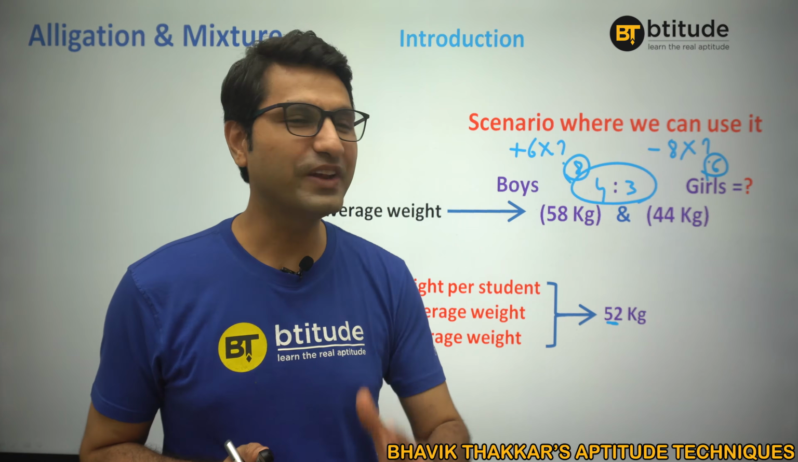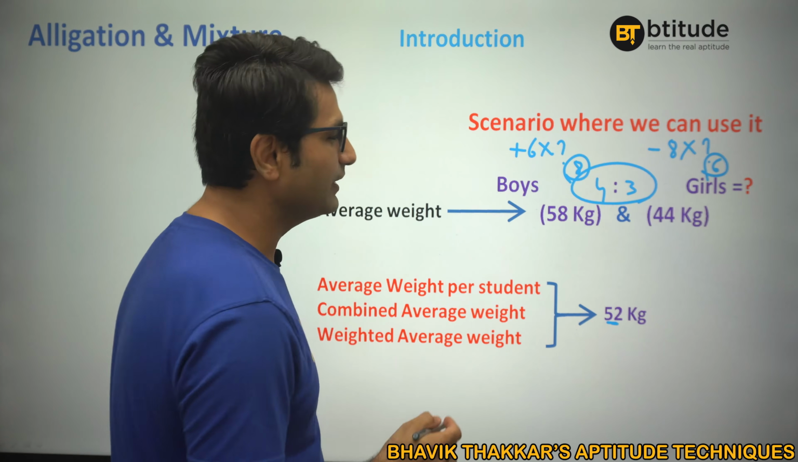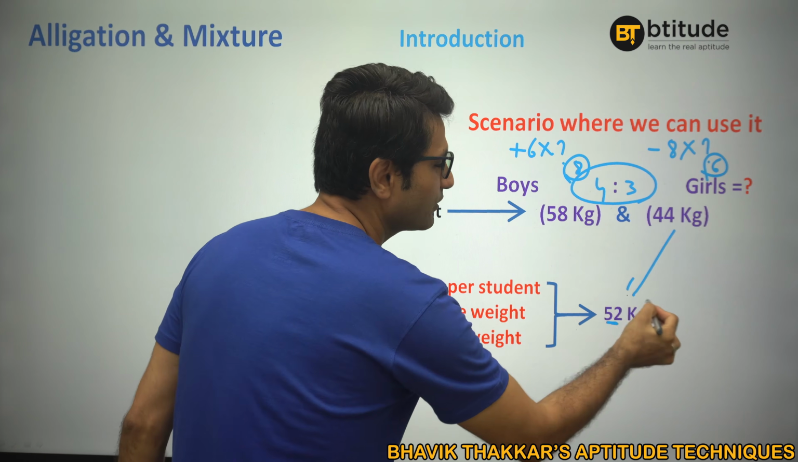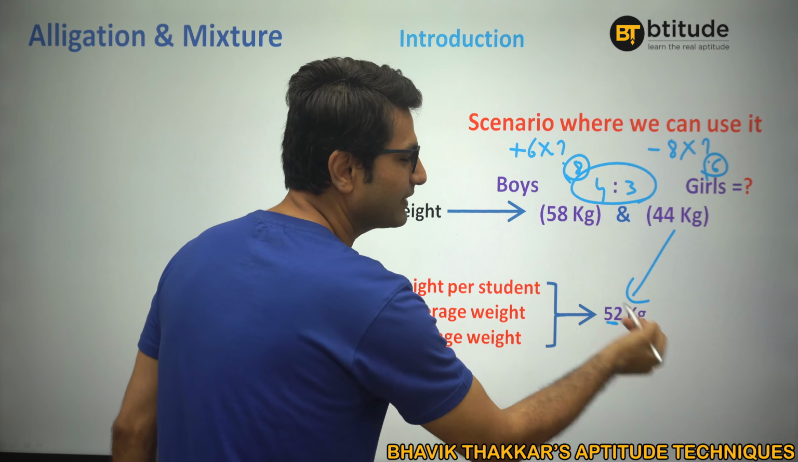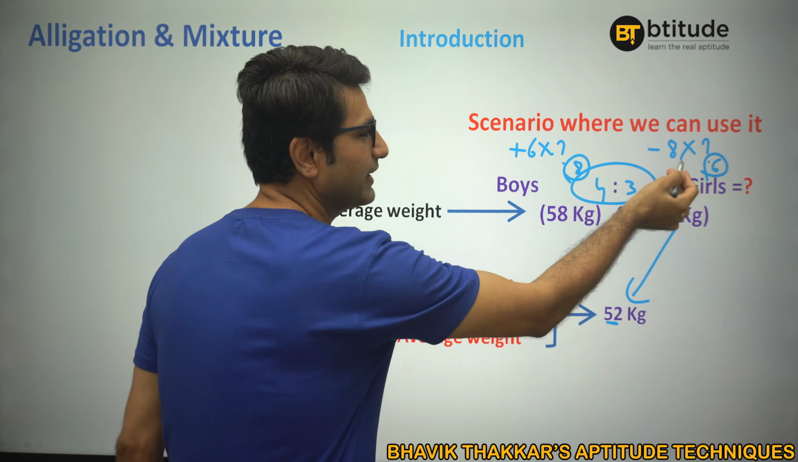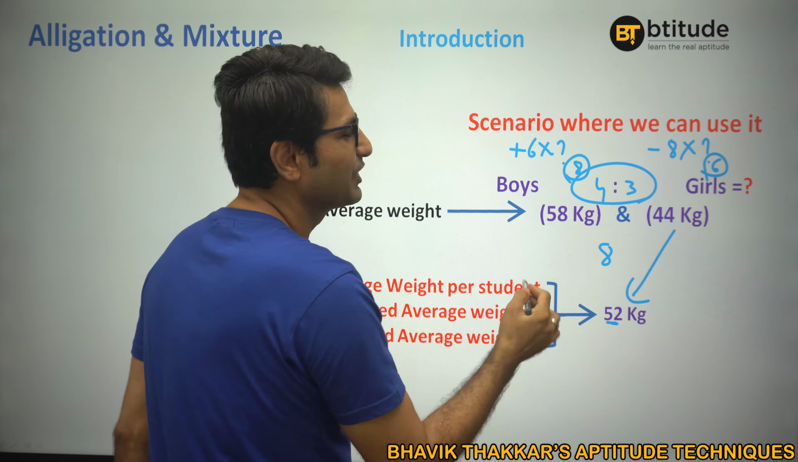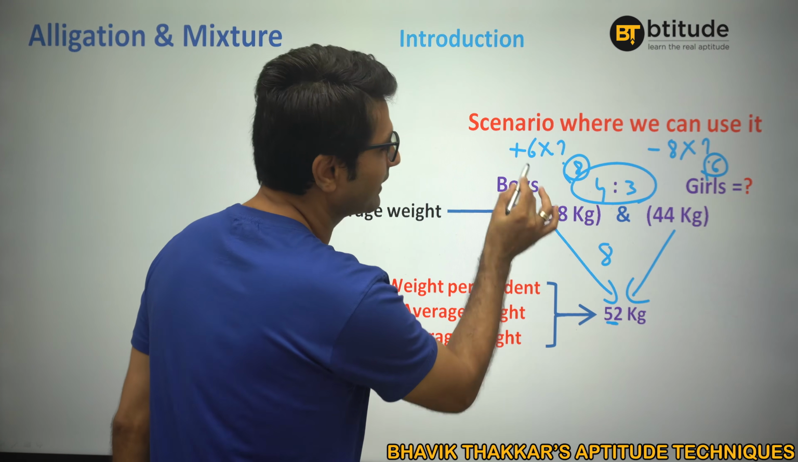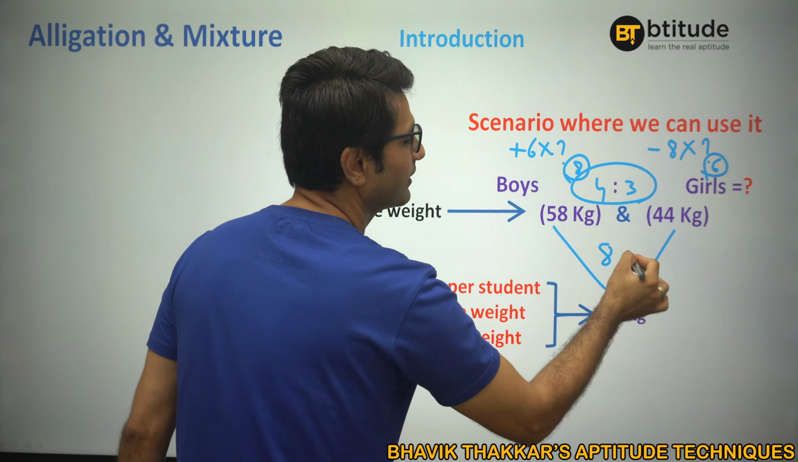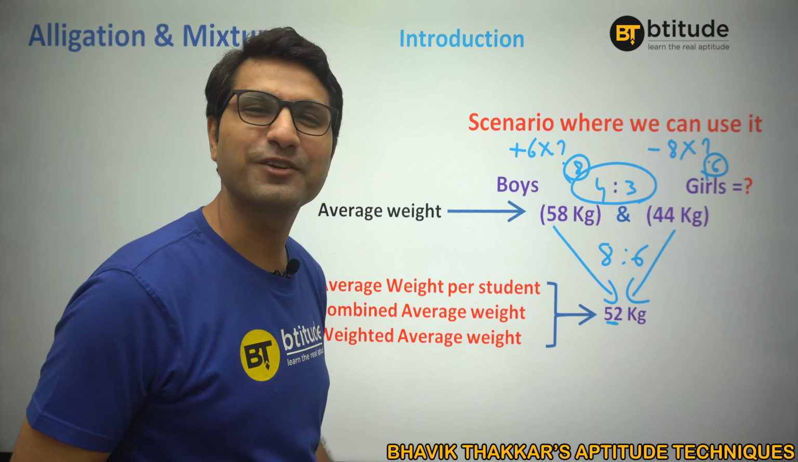We now know what we actually did. The difference was 8 here, so we sent the difference to the other side. What was the difference between these two? 6. But we sent the difference to the other side. That is the alligation and mixture method.